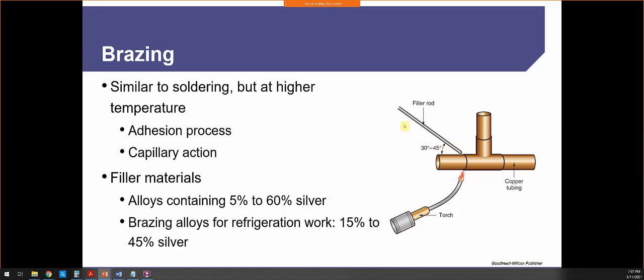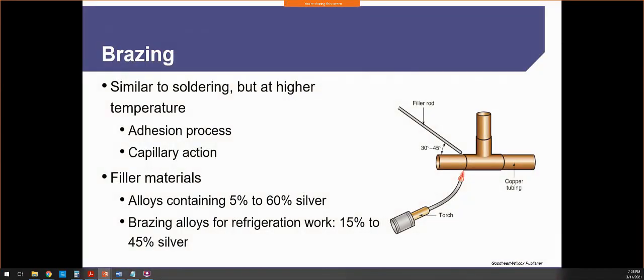When we're using brazing rod, we want to make sure that we do have a lot of silver inside there. For refrigeration work, we want a 15 to 45% silver. The reason being is silver is going to melt. It's going to fill in all the voids that we have here, whereas with solder, it's just not strong enough for the application, especially with the high pressures. The higher the silver content, the easier it is to solder.